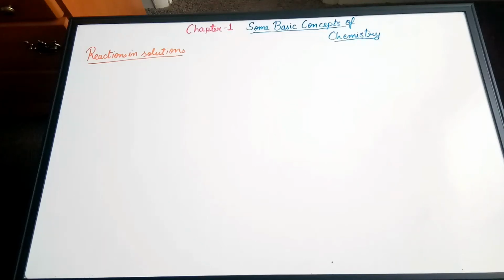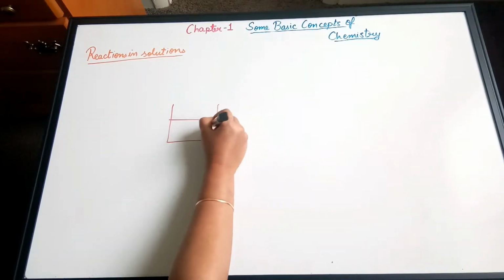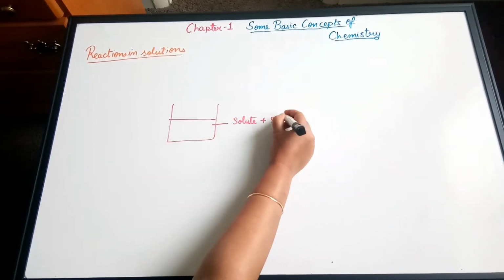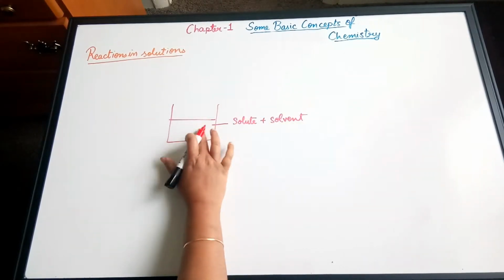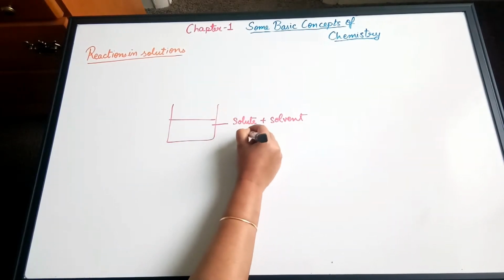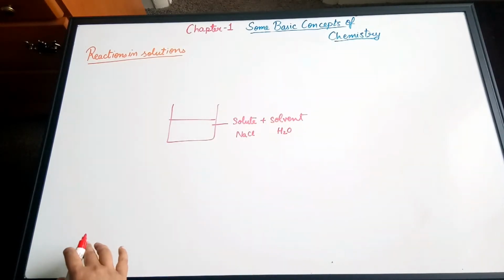A solution is made up of two components. In a solution, you have a solute and a solvent. Assume this is a beaker which consists of sodium chloride, that is common salt, and water. The solute would be NaCl, that is sodium chloride, and the solvent is water. The substance which is present in less quantity or in less amount is the solute, whereas the one which is present in an excess quantity is called the solvent.